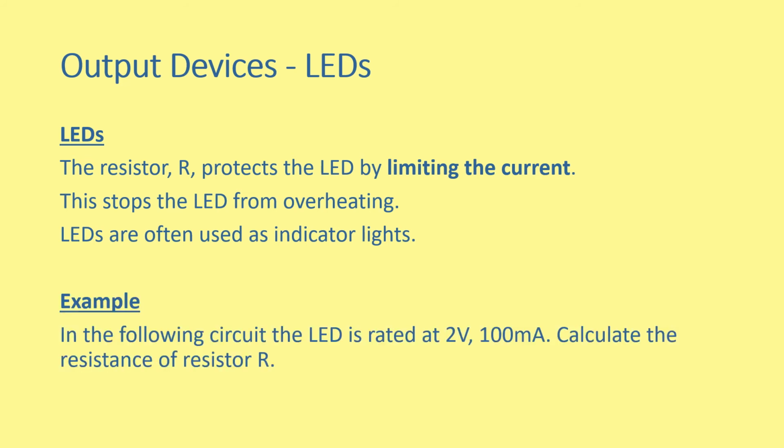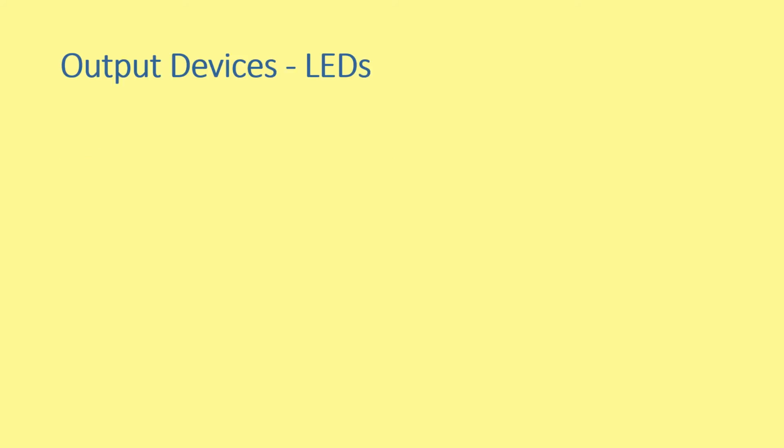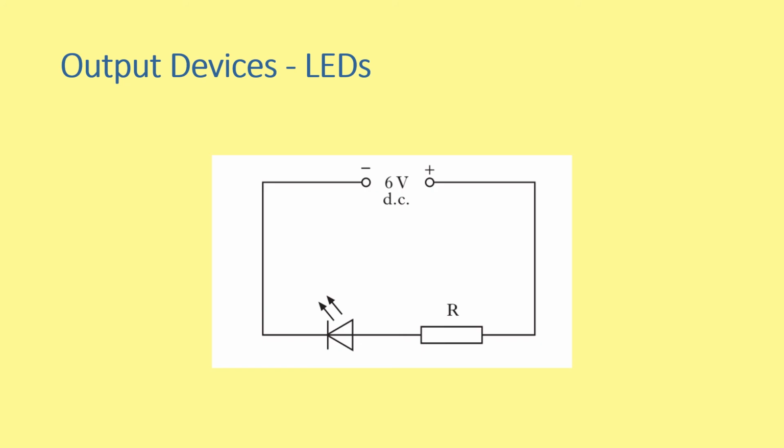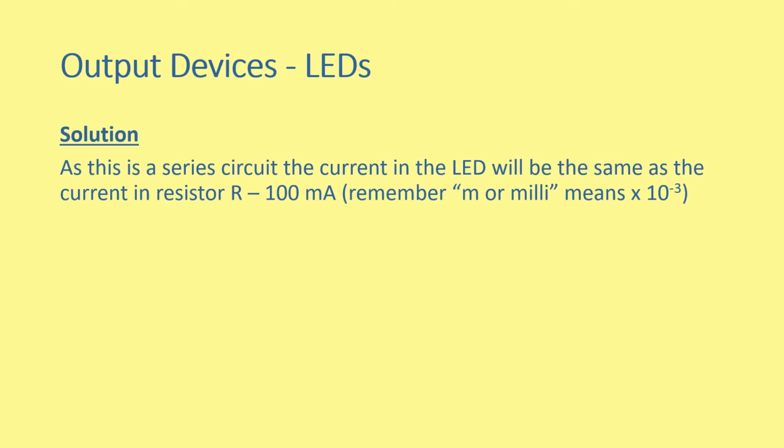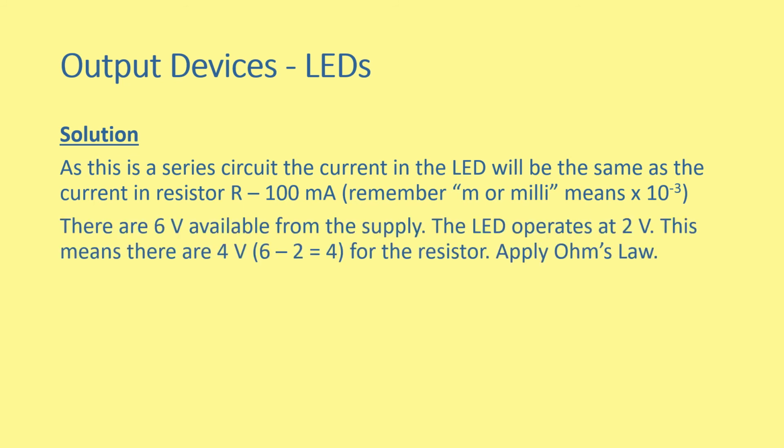Example: in the following circuit, the LED is rated at 2 volts, 100 milliamperes. Notice milli, that's times 10 to the negative 3. Calculate the resistance of the resistor. So here's our circuit. As this is a series circuit, the current in the LED will be the same as the current in the resistor R. That is 100 milliamperes. Remember, milli or m means times 10 to the negative 3. There's 6 volts available from the supply. The LED only operates at 2. That means there's 4 volts left over for the resistor.